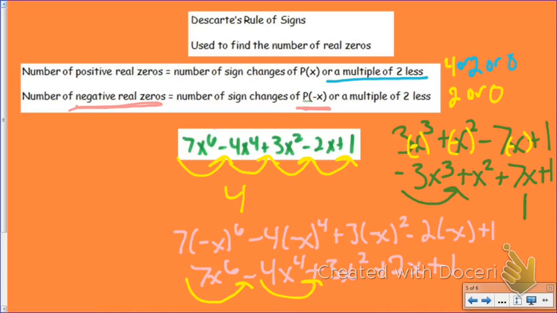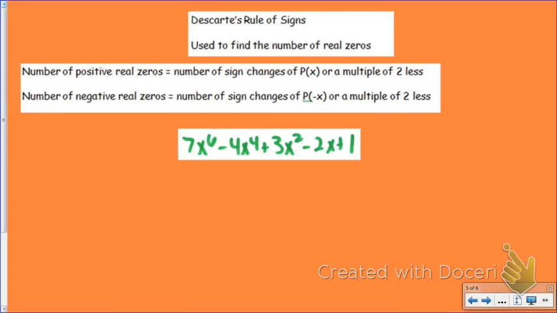So remember, Descartes' rule of signs is only used to find the possible number of real zeros. It doesn't tell us what they are, just how many there possibly could be.